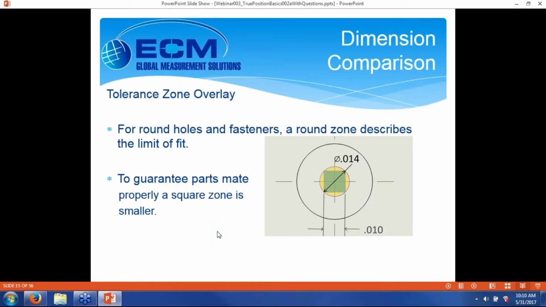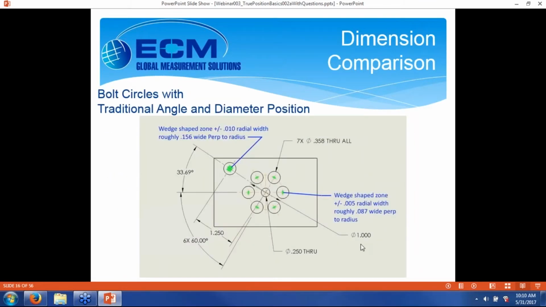Another benefit to using true position is for round holes and fasteners: a round zone best describes the limit of fit. If a designer is going to guarantee the parts still mate and he's using traditional tolerances, he has to give you a smaller tolerance than the GD&T designer would. The GD&T designer's number is bigger, and he gets this extra bit of yellow area around the outside of the square. Those are extra areas in which the center of the hole could fall.